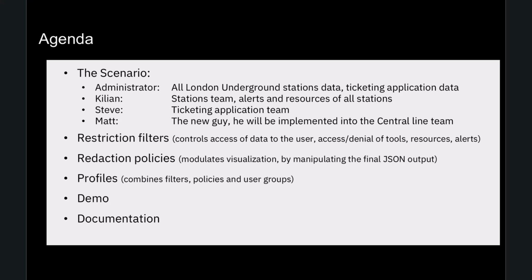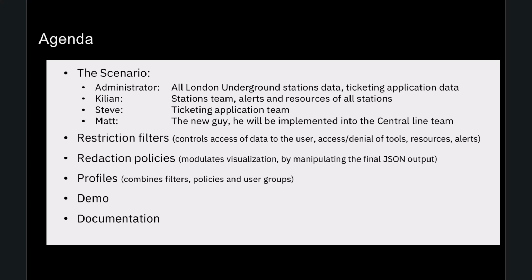The scenario is going to feature a few persons: an administrator, Kilian, Steve, and Matt. The administrator has full access to everything. So we do have the London Underground station data, which is the inner and the outer stations. We do have a ticketing application in there. And we do have Kilian. Kilian is part of the stations team. He has access to alerts and resources of all stations. We do have Steve, who is part of the ticketing application team. And we have Matt. Matt is the new guy on the block, and he will be implemented during the demo into the central line team.